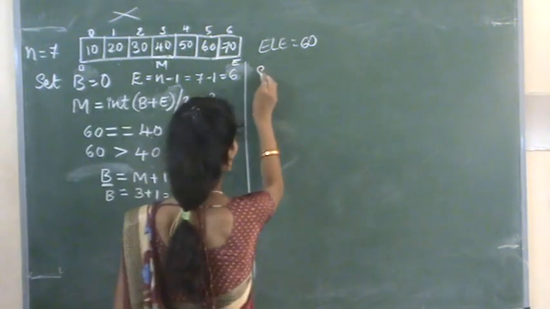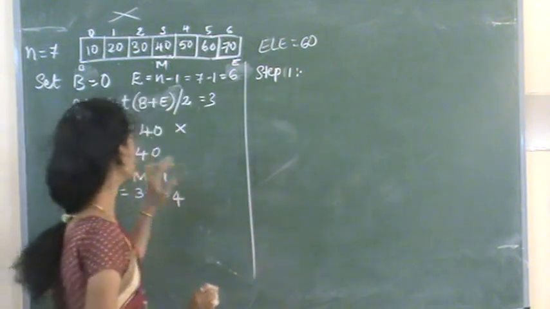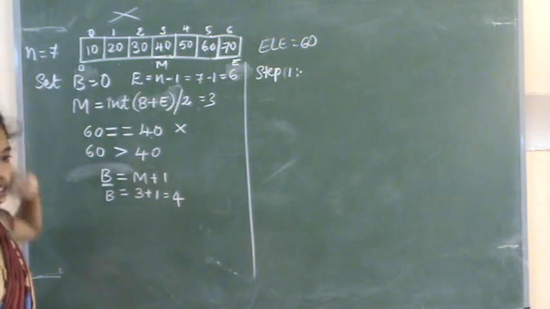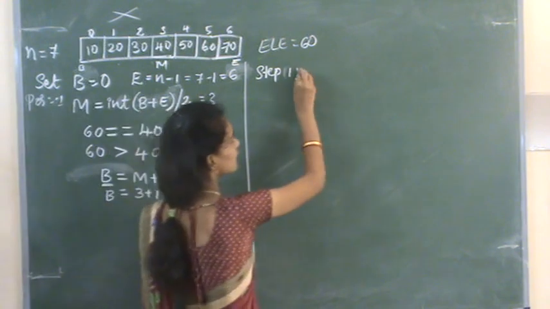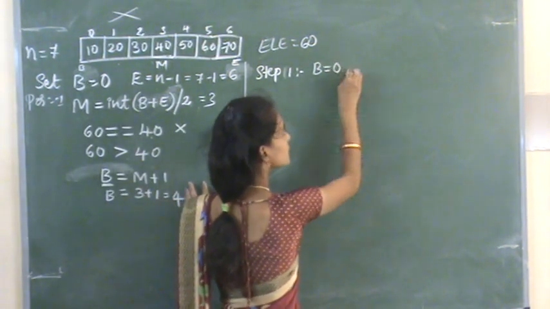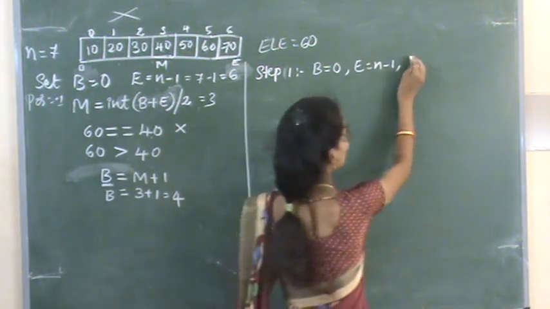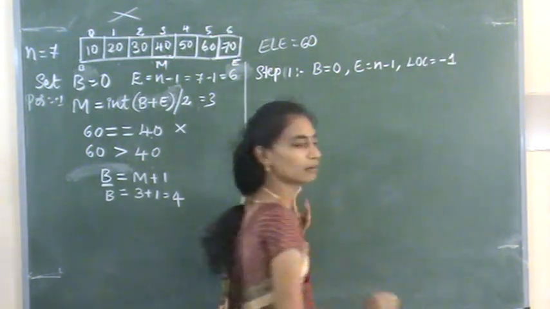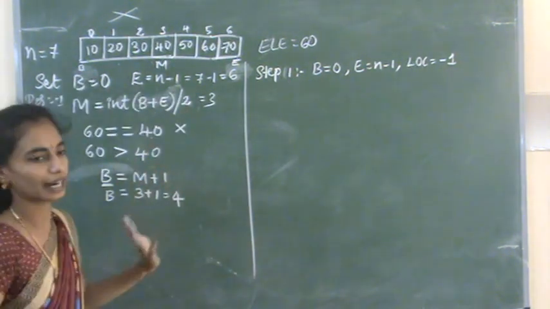So the first step is, first we set these values, right? Beginning, ending and position. So the first step is B is equal to 0, E is equal to n minus 1, and location or position, take whatever you want, that is minus 1. So this is the first step. What did we do? We initialized.